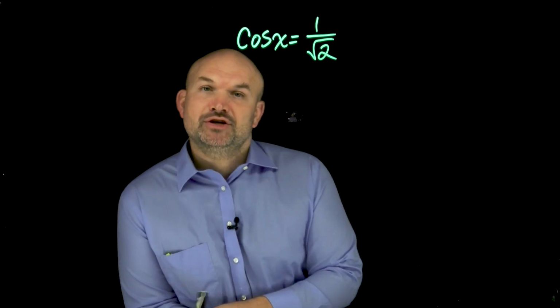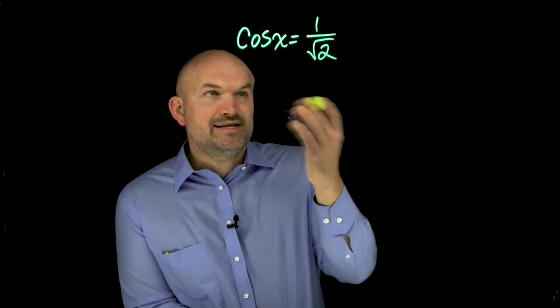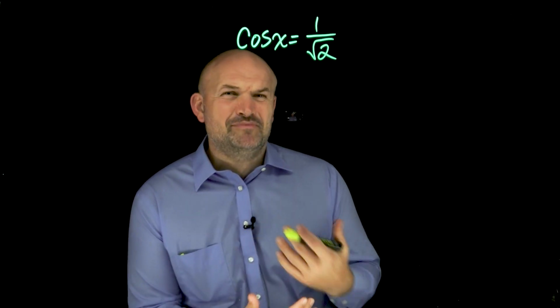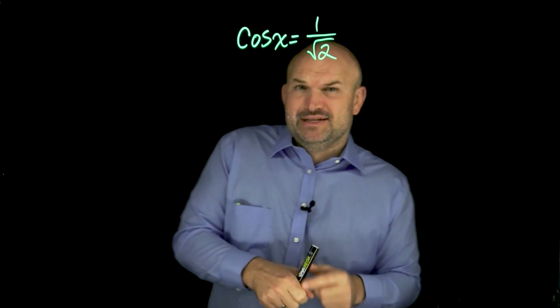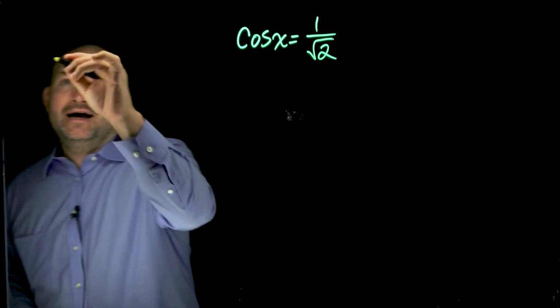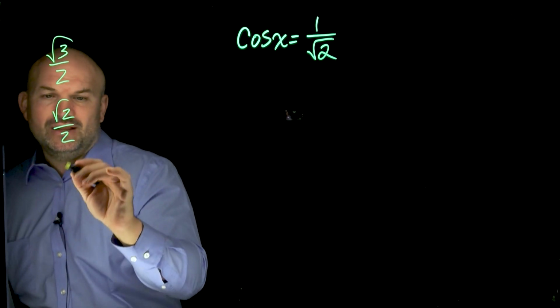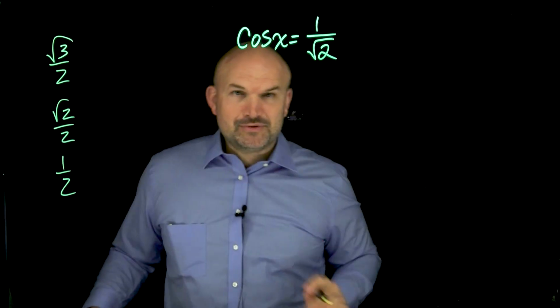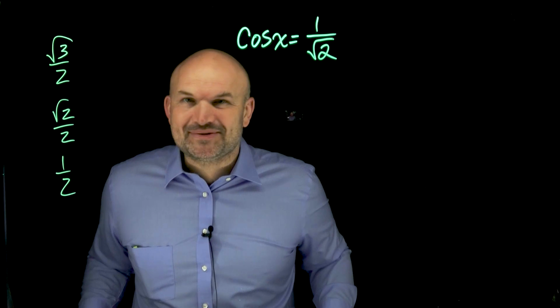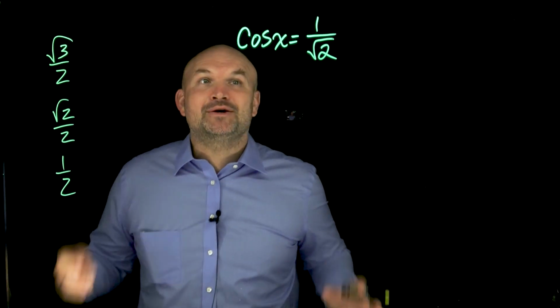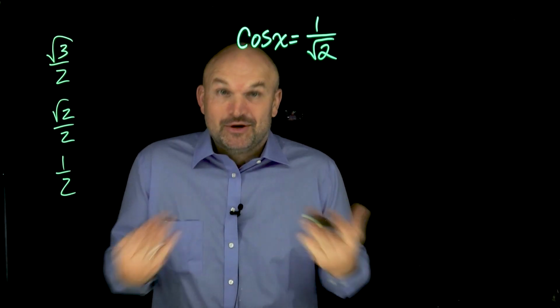So this is a problem that usually confuses a lot of students because they see 1 over square root of 2 and they're like, I'm not familiar with the square root of 2. When I'm thinking about the unit circle, I'm familiar with the square root of 3 over 2, square root of 2 over 2, as well as 1/2. But 1 over square root of 2 is not one of those numbers on the unit circle. So how am I going to evaluate this, especially when I don't have a calculator, right?